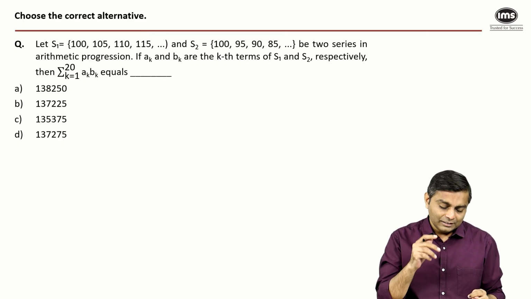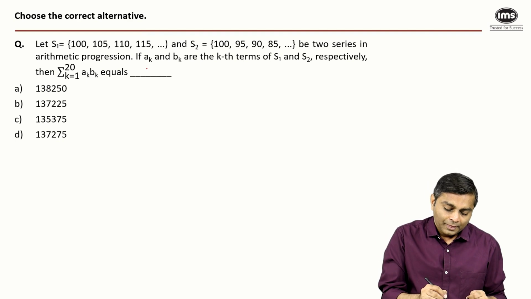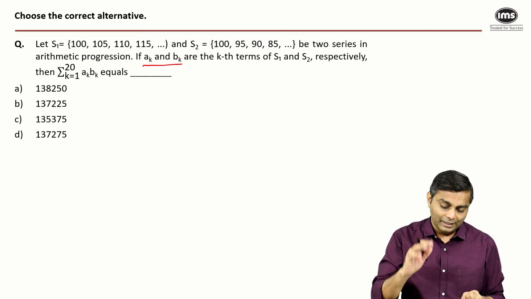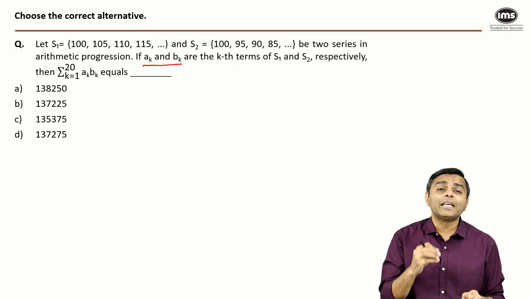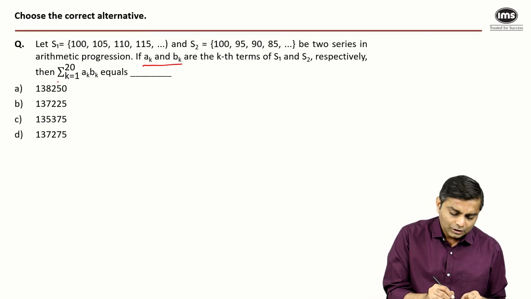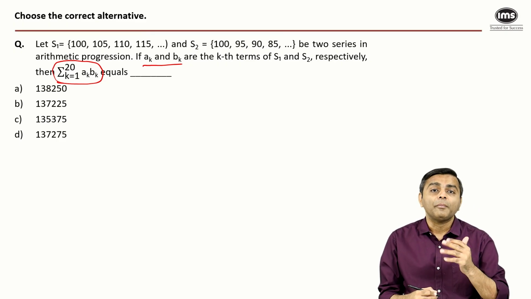Let's see. So, there is a set S1 with 100, 105, whatever, and S2 with 195 and so on. Two series in AP. If AK, BK are the kth terms of S1 and S2, then summation K equals 1 to 20 AK into BK equals what? Let us just quickly decode what this means for people who are not familiar with summation.